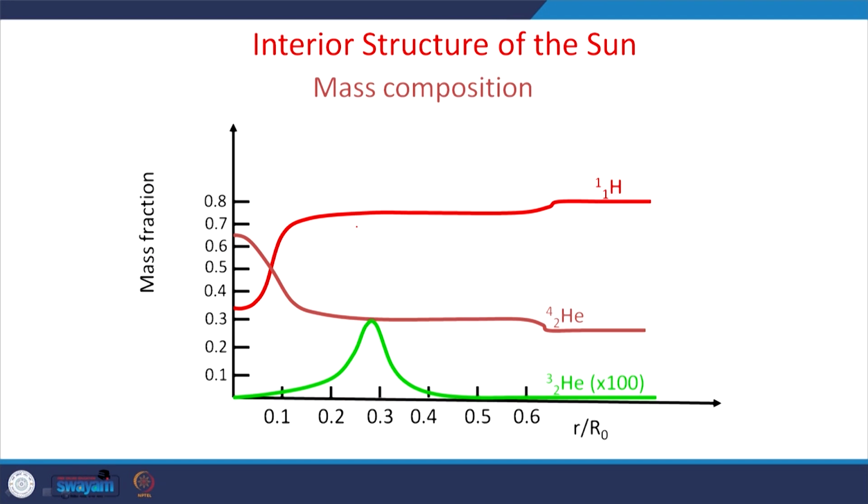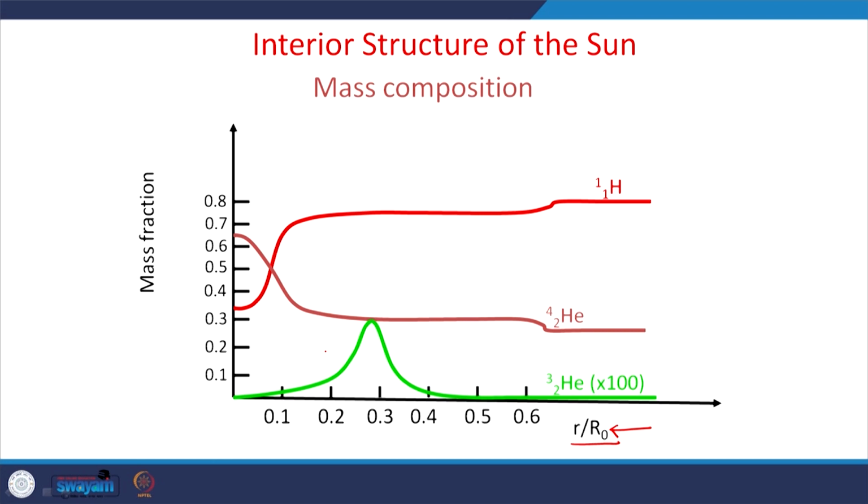Now, if you look at the interior structure of the sun, it looks something like this. On the x axis you have r by r naught, where r naught is the radius of the sun. So this fraction starts from the center, which is 0, and goes to 1, which is the surface of the sun. What you see from this figure is that the mass fractions of the primary chemical compositions, hydrogen, helium and helium 3, vary in quite an interesting way.